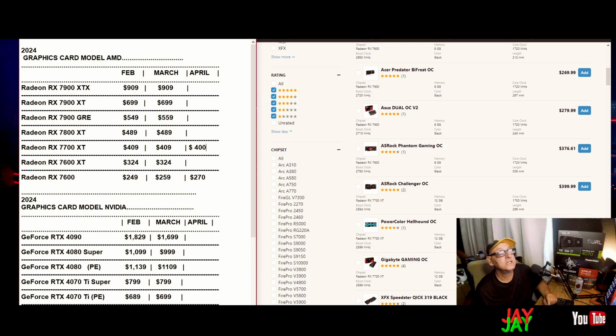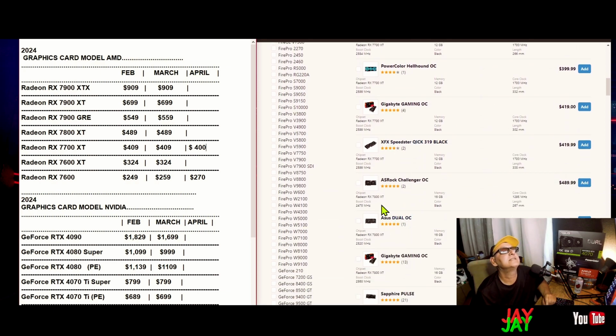So moving on, let's see what else we can see. 7800 XT. It's looking like it's at $489.99. I'm going to say $490, and it's an ASRock Challenger. The Asus Dual right here, OC, is $495. So the ASRock Challenger OC is $490.